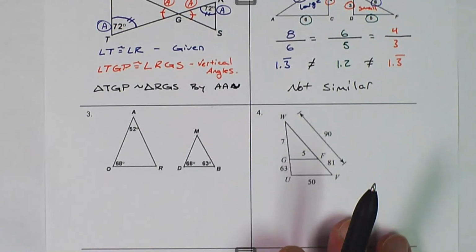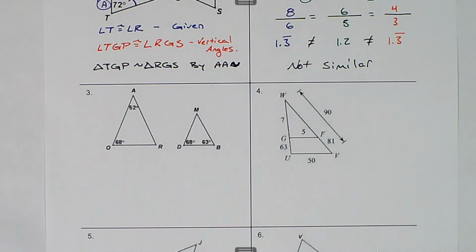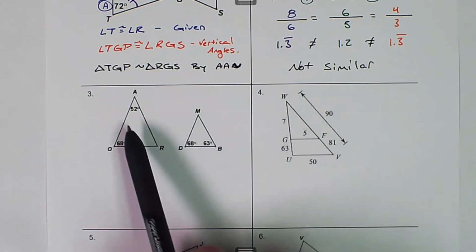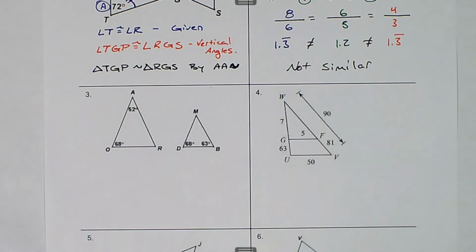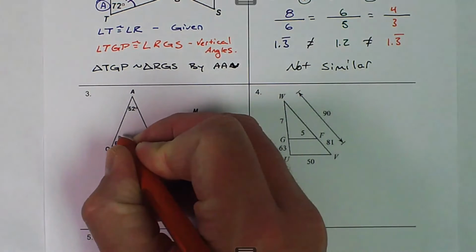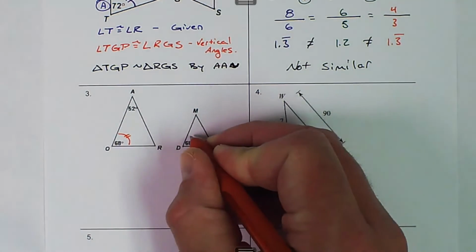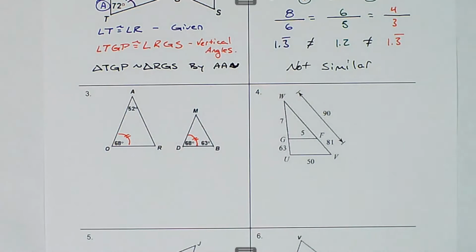Then we can look at examples 3 and 4. Again, we want to look at it and say what is given. In this case, we have two angles: 68, 68, 63, and 52. We're not given the same angles, because obviously 52 and 63 are not congruent. But we can use the values we know to calculate the remaining angle. Here, 68 is congruent to 68. Now we want to check and see if maybe R and B are congruent.